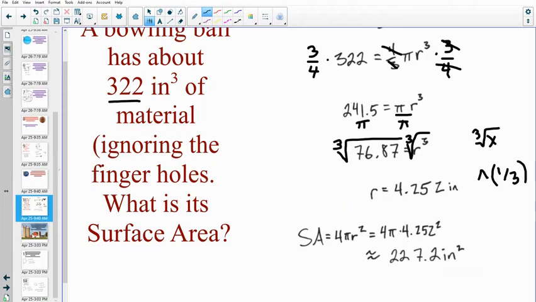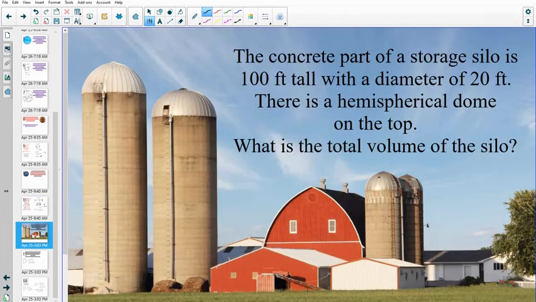And then finally, one last problem for us today, the concrete part of a storage silo. So that's one of these big, tall things you see if you drive by a farm. Farmers use these to store things and not take up a whole lot of land area on their farm. We used to keep silage in the silo on the farm that I grew up on, but you could put lots of different stuff in there.